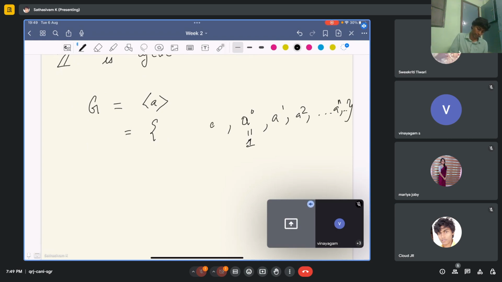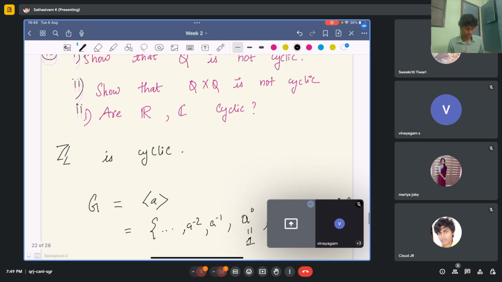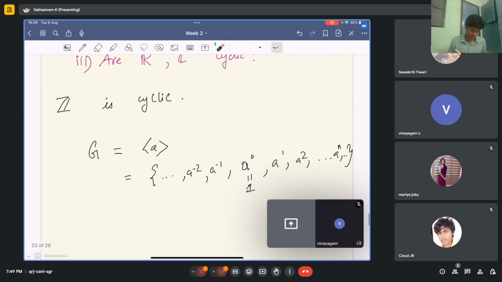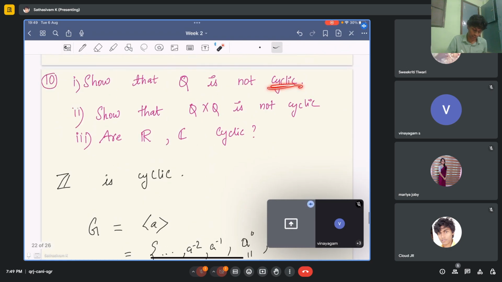And here you go, minus 1 also. So G looks like this. Then I say it is a cyclic group. So the question is, is Q a cyclic group? When you write Q is a group under addition, it is not a group under multiplication because 0 does not have an inverse.